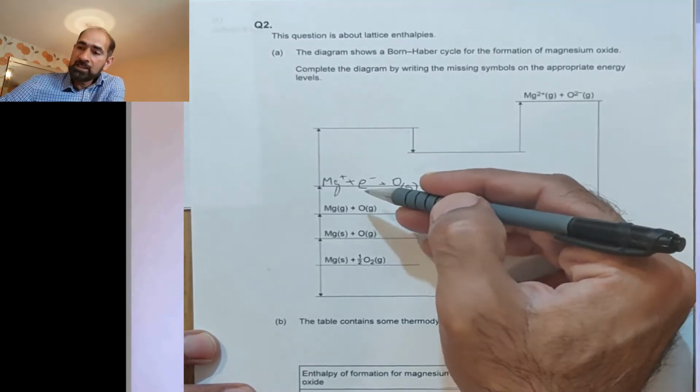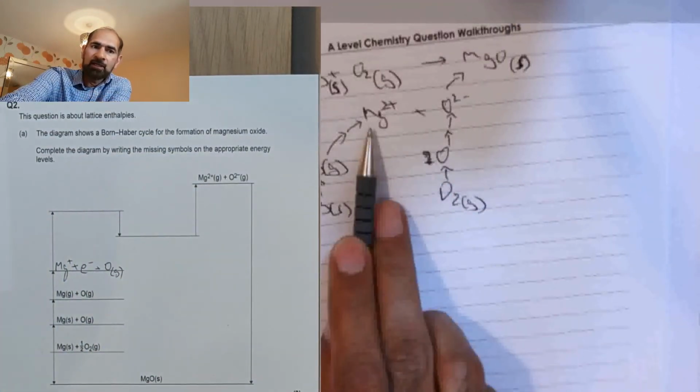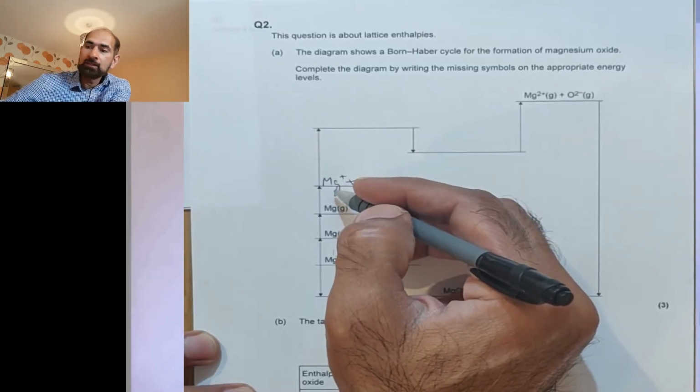Okay, so magnesium has lost an electron, but remember, magnesium is still not ready. Why? Because it needs to have 2 pluses. So magnesium loses another electron here.